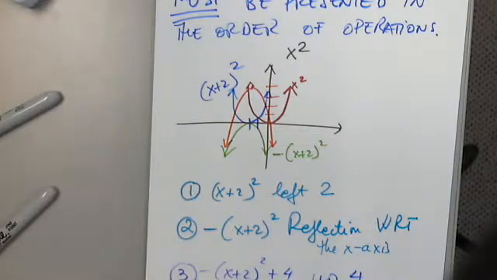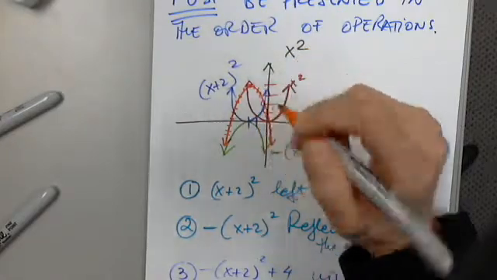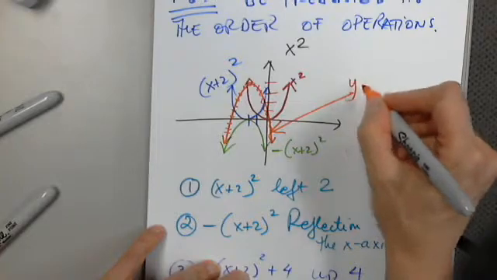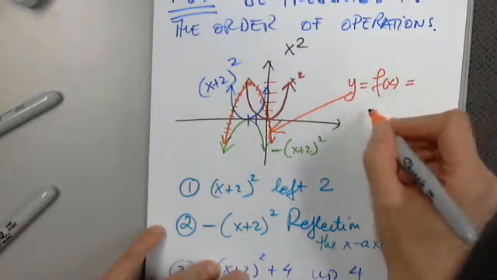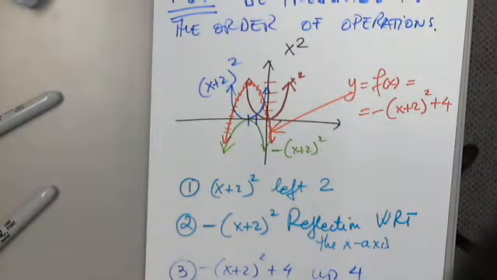I don't care for points here. So this is the final graph. And it is y equals, or f of x equals negative x plus 2 squared plus 4. And this is a combination of 3 different transformations. Left 2, reflect, up 4, please.